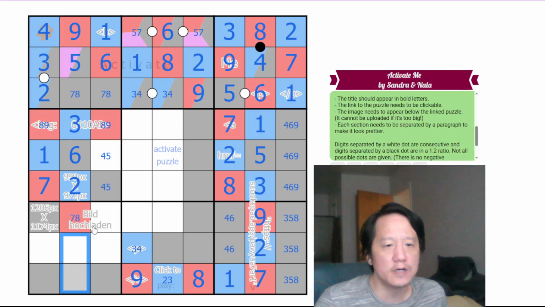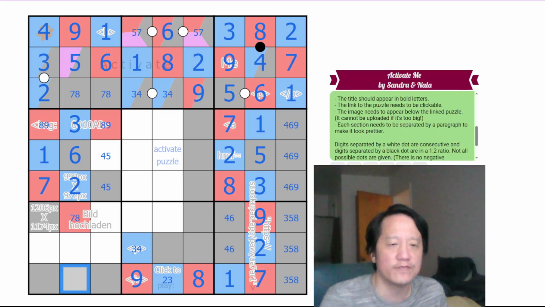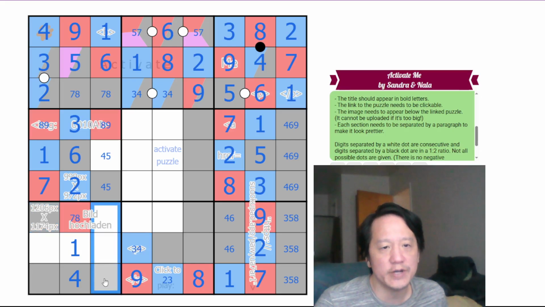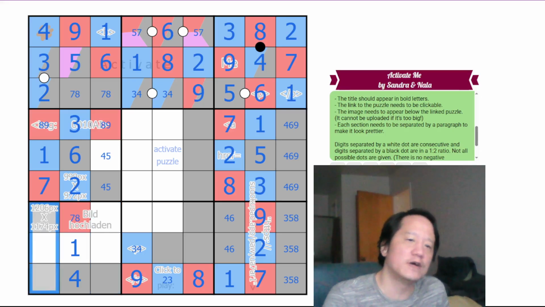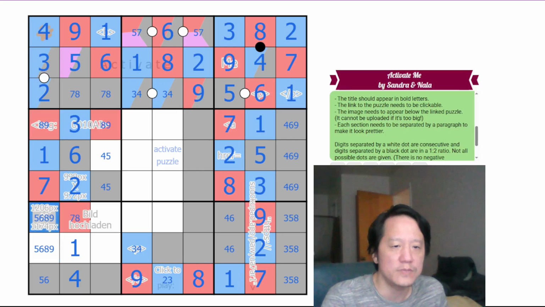Remaining digits in column 2 are 1 and 4. This can't be 1 because of 1 in the row, so this has to be 4 here, which makes this 1. Remaining digits in column 1. We have 5, 6, 8, and 9. This can't be 8 or 9 because of 8 and 9 in the row. This can't be 9 because of 9 in the row.